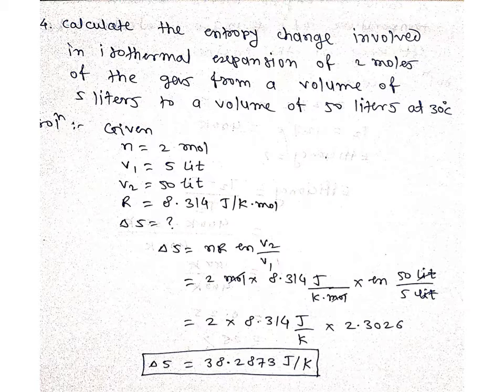To calculate the delta S, we have to use the formula, that is delta S is equal to nR ln V2 upon V1. n number of moles, R that is gas constant, ln V2 upon V1. Put the value of number of moles, gas constant and V2 upon V1, you will get the answer, that is delta S, which is equal to 38.2873 joule per Kelvin.